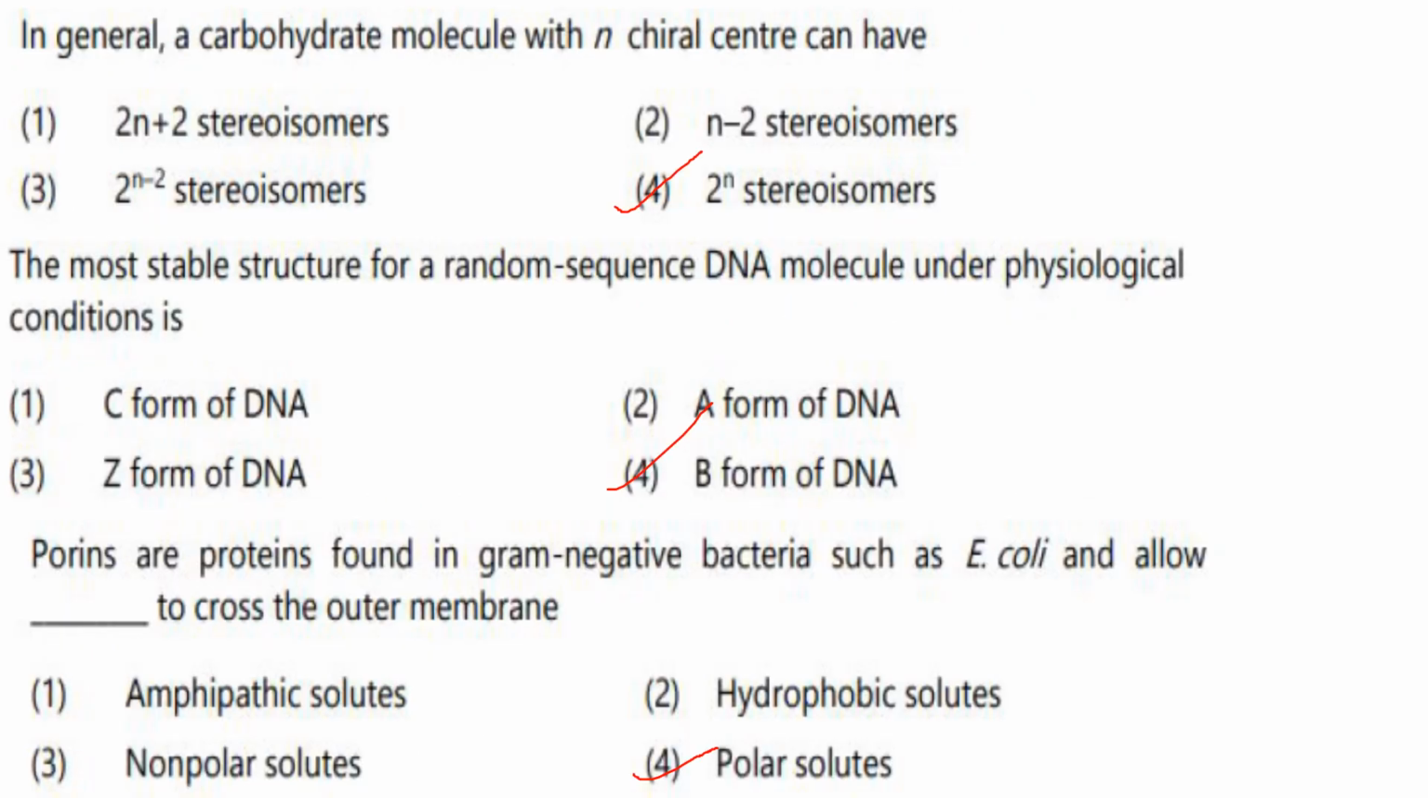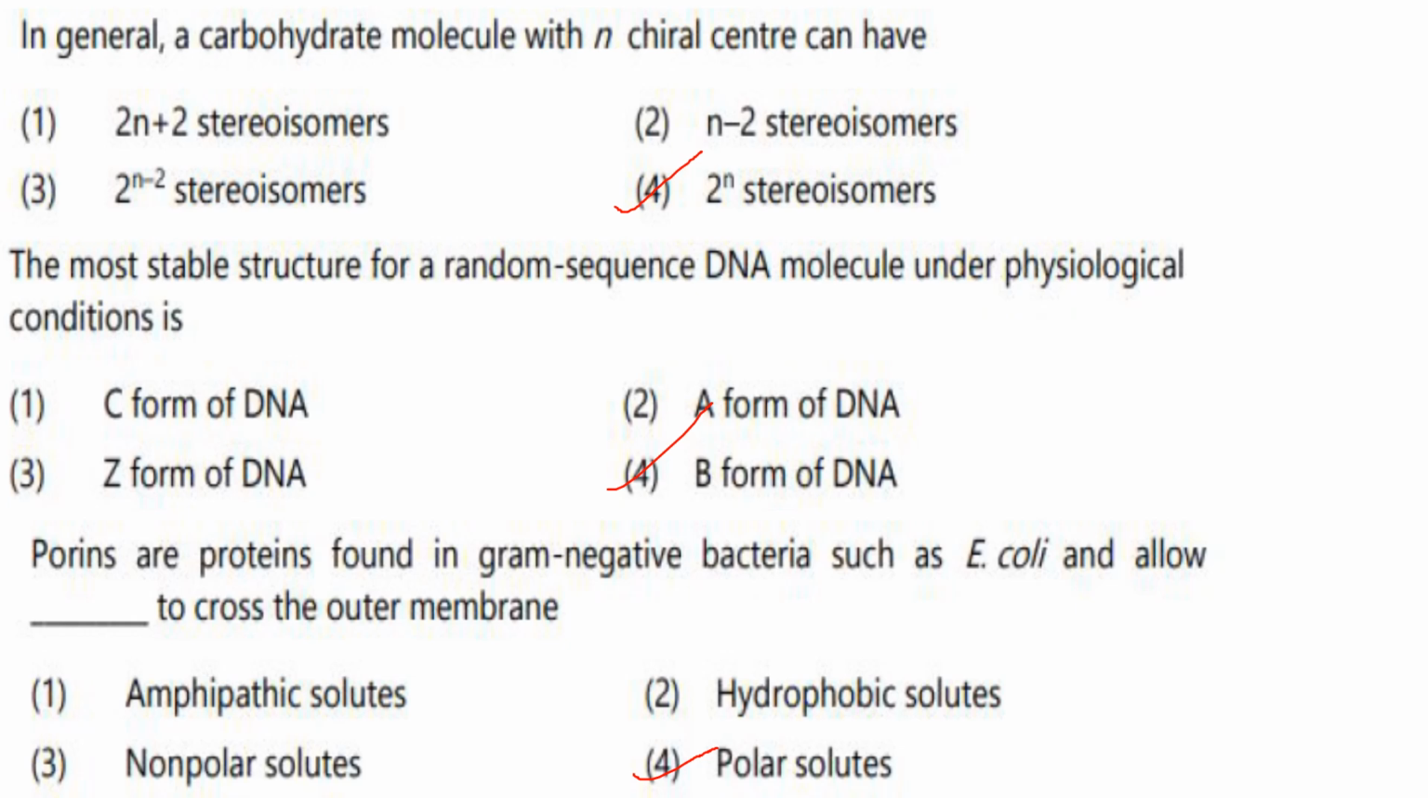Then next one. In general, a carbohydrate molecule with N chiral centers can have how many stereoisomers? So it is 2 raised to N. Now if you take glucose, C6H12O6, it has 5 chiral centers and it has 32 stereoisomers. 2 raised to N, 2 raised to 5, that is 32. So the answer here is option 4.